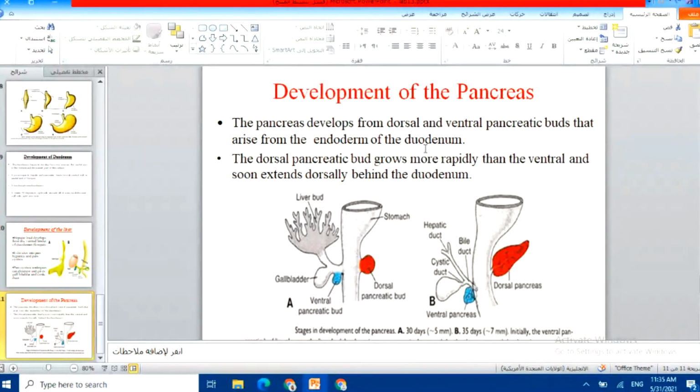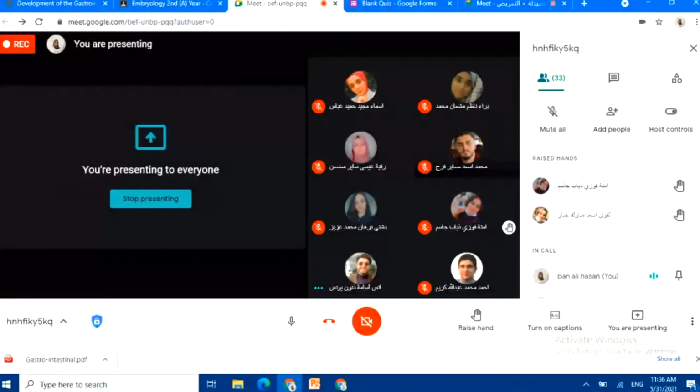How does the gut have the ability to form the other parts? Because it contains endoderm germ cells. The endoderm germ cells have the ability to form any organ part inside the digestive system. So this gut has the ability to form the internal organs or parts found inside the digestive system. If I ask you a question, how does it have the ability to form pancreatic buds? Who can answer? From the endoderm, right? From the endoderm, yes, excellent.